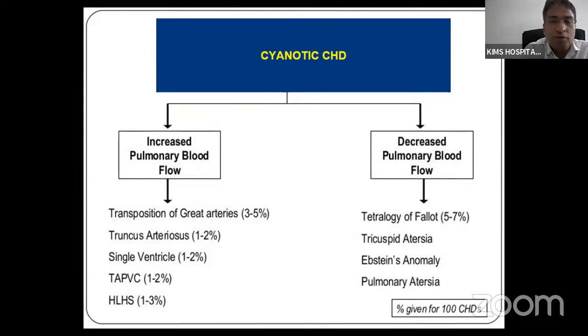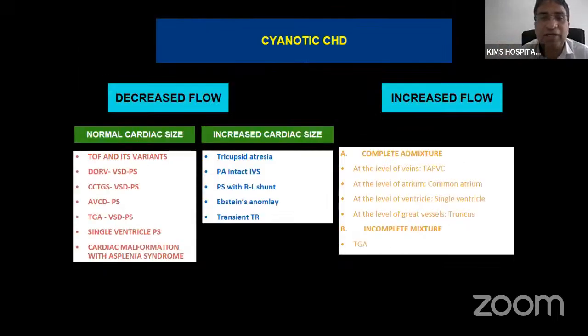If you see decreased pulmonary blood flow, these are dependent on the PDA, like tetralogy of Fallot, which if severe, without PDA may not survive. Tricuspid atresia, Ebstein's anomaly, pulmonary atresia are the decreased pulmonary blood flow lesions. Increased pulmonary blood flow: TGA, truncus, single ventricle, TAPVC, and hypoplastic left heart syndrome. So what is the basic differentiation?